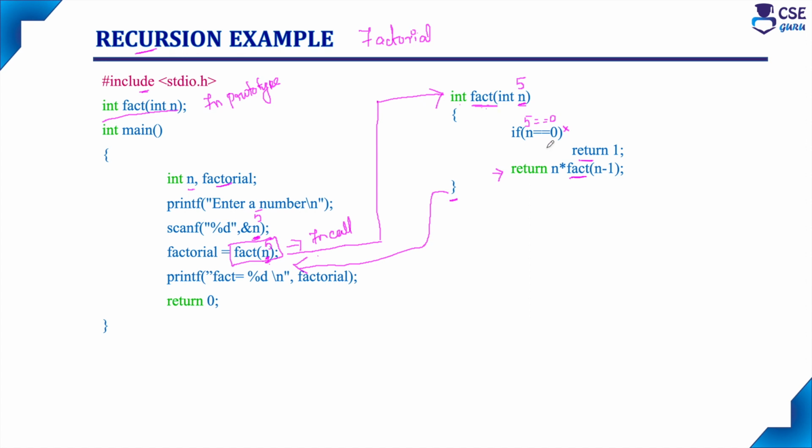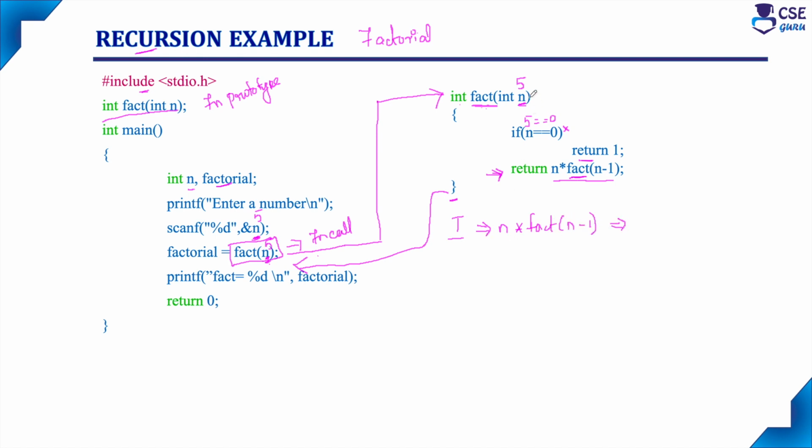The same user-defined function we are calling again and again until the condition is true. So this is the recursion concept. When this return statement executes the first time, this is the first recursion. So here, n into fact of n minus 1.